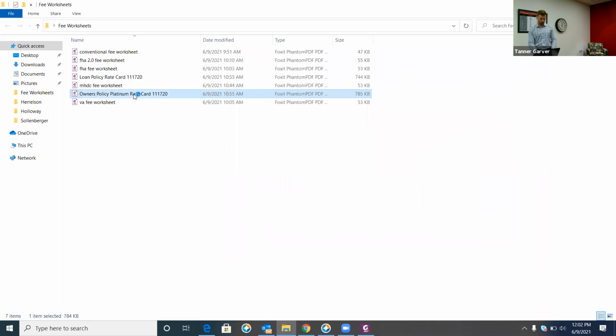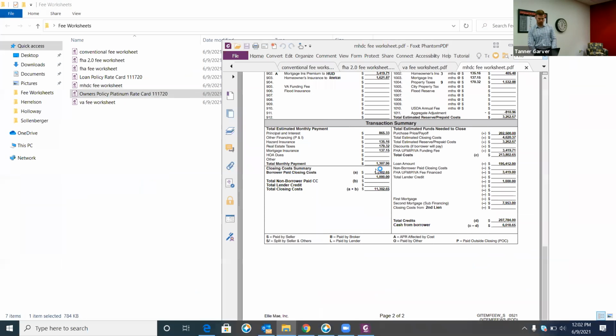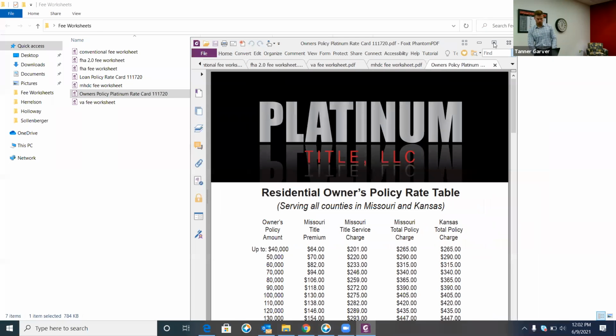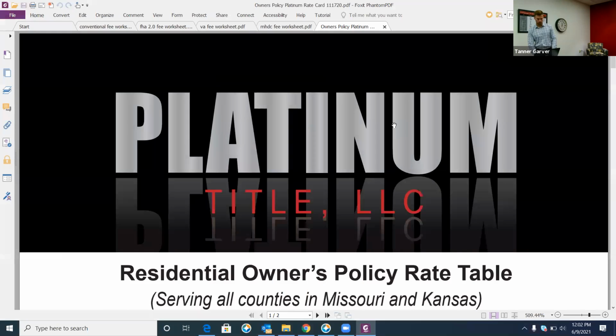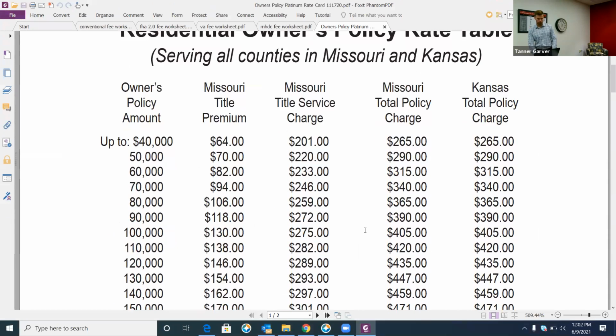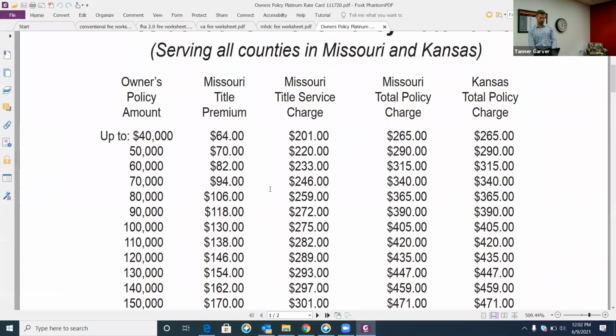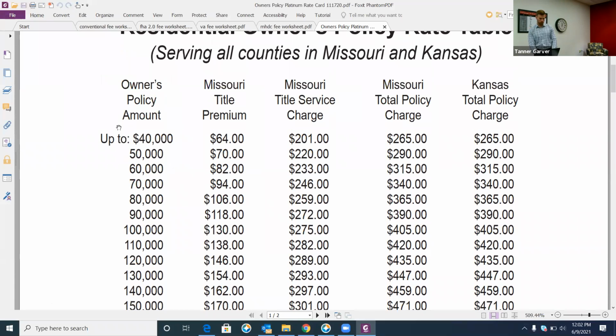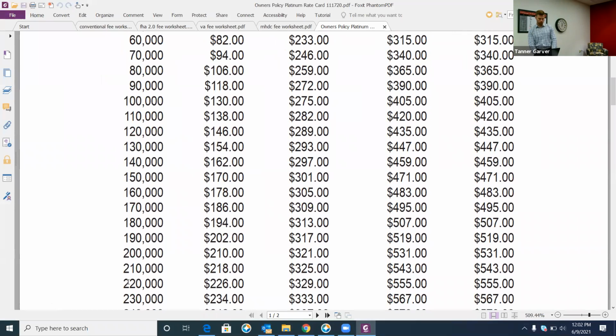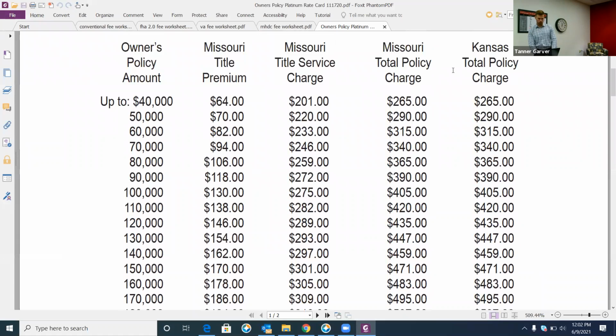Last thing I'll show is Platinum. I got this from Courtney today. This is Platinum's fees that they charge for their title insurance, which you guys saw. It can get kind of pricey, and it always equals out somehow to be right around what we estimate. As you can see, this is whatever the purchase price of the home is right over here. So go to 200,000, you're looking around 531 total for Missouri. Kansas is right underneath it.